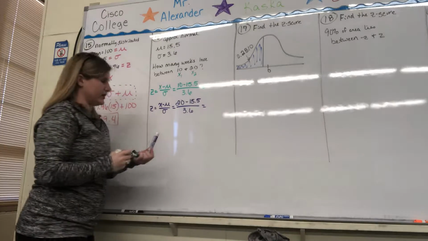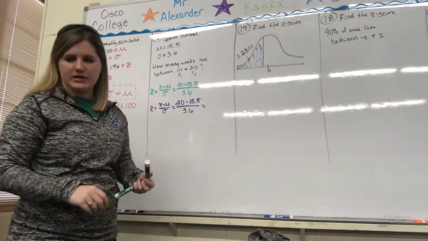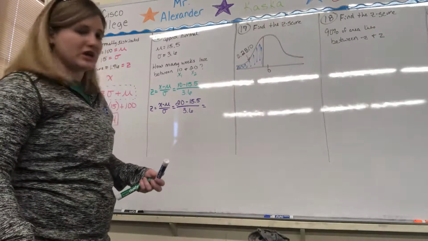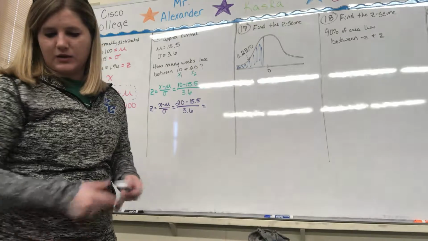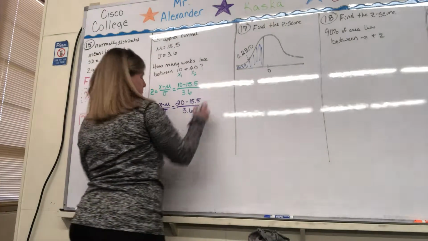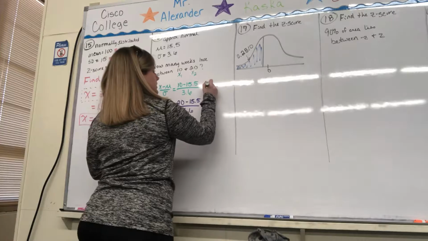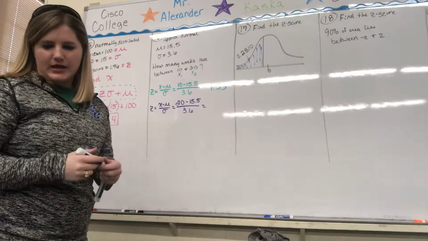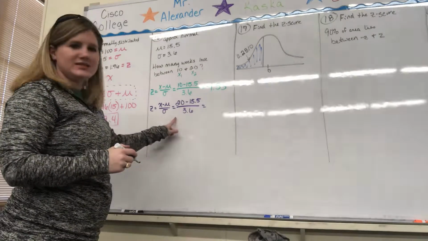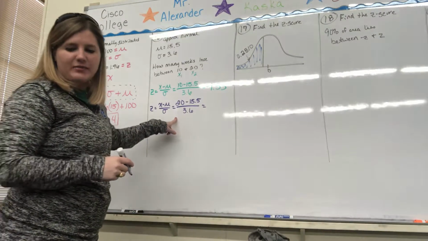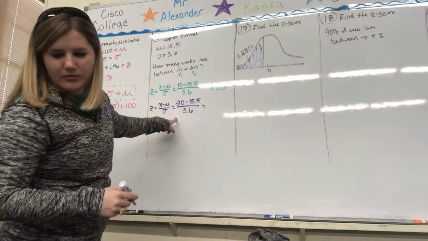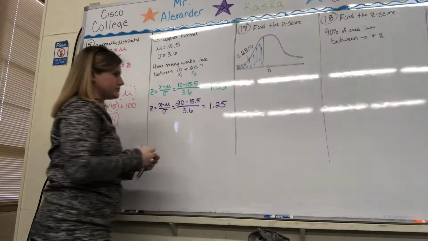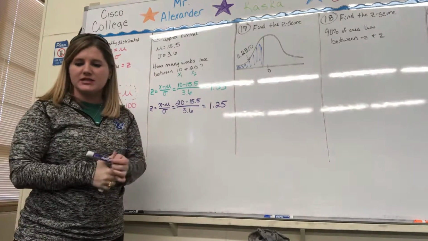So let's get out our calculators and calculate what we'd get. 10 minus 15.5, and then divide that by 3.6, and we would get negative 1.53. And then when we plug in 20 minus 15.5 divided by 3.6, we get a positive 1.25. Okay, so now we have the z-scores.